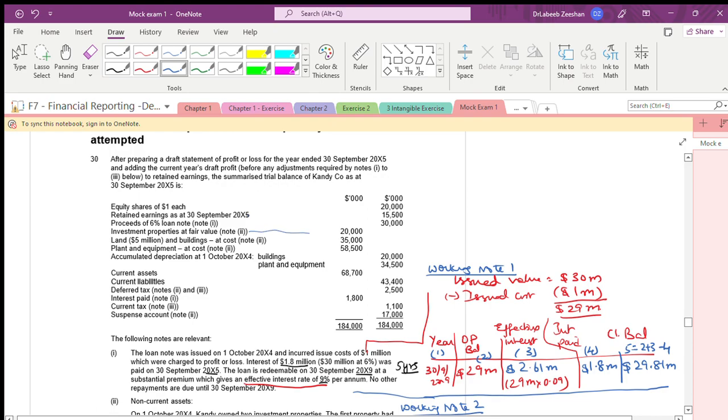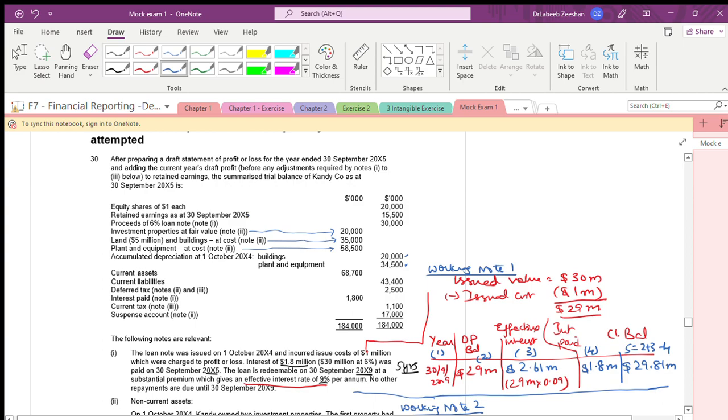Investment in fair value, how much? 20,000. Land and buildings, how much? 35,000. Plant and machinery, how much? 58,500. They have done accumulated depreciation on buildings, is it right? Accumulated depreciation on buildings, how much? 20,000. Plant and equipment accumulated depreciation is how much? 34,500. This we have to refer. Okay.